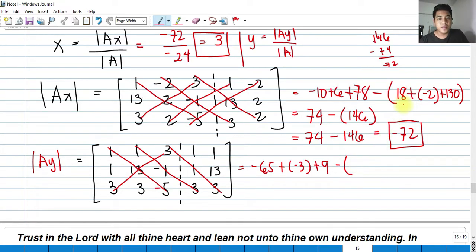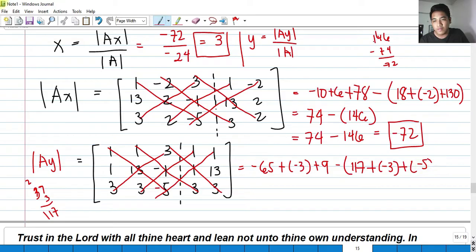39 times 3 is 117. So we have 3 times 3 is 9, and 3 times 13 is 39, so 39 times 3 is 117. Okay? So 117 here plus 3 times negative 1, which is negative 3, plus negative 5 times 1, which is still negative 5.